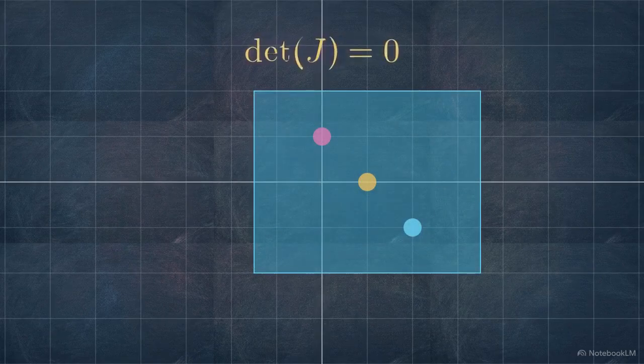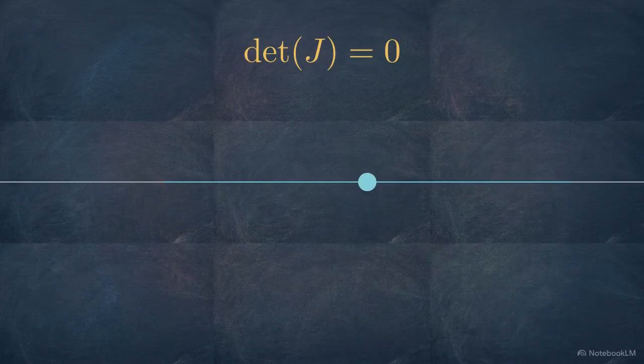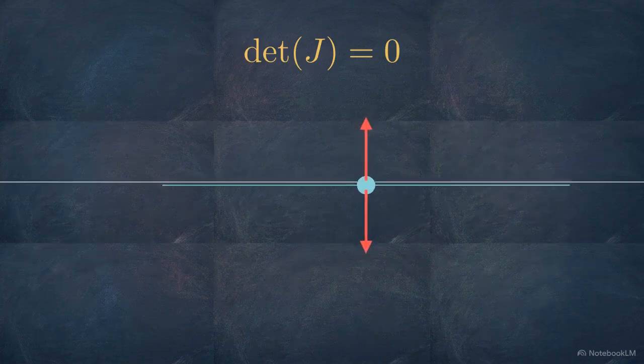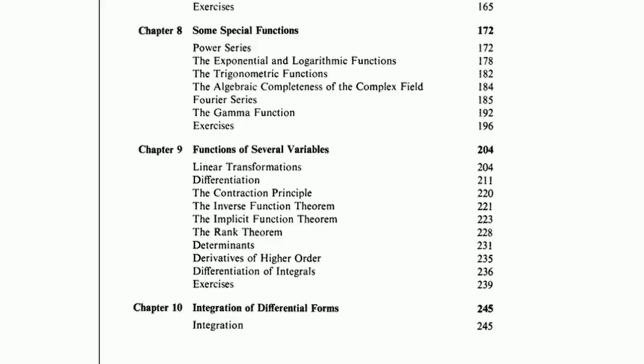If the Jacobian's determinant equals 0, the transformation squashes the space, like flattening a 2D sheet of paper into a 1D line. This destroys spatial information, making it impossible to reconstruct the original shape. Walter Rudin formalized the navigation of these spaces in Chapter 9 of Principles of Mathematical Analysis.